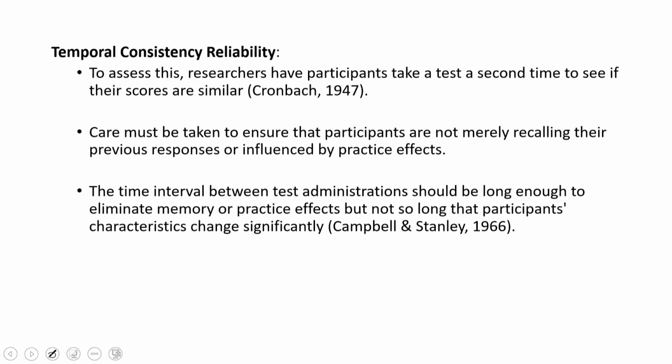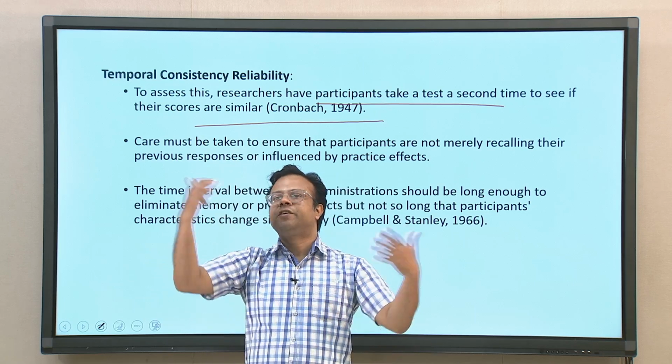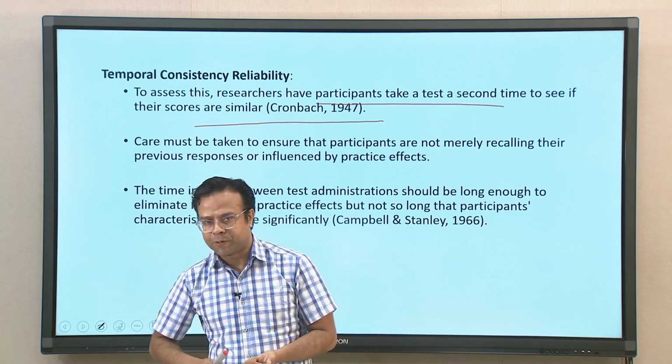So, temporal consistency also shows reliability of a test. To assess this, researchers have a participant take a test a second time to see if their scores are similar. As I said, multiple times the particular person will take the test and we see whether the scores are similar or not, because personality does not change overnight. So, if I take a test today and after a month, scores should be by and large similar, because the person will not change in 1 month. If completely different scores are coming, that means it is not a reliable test.